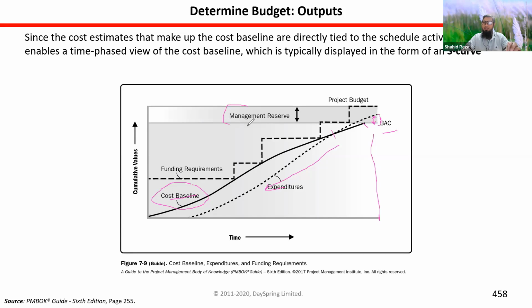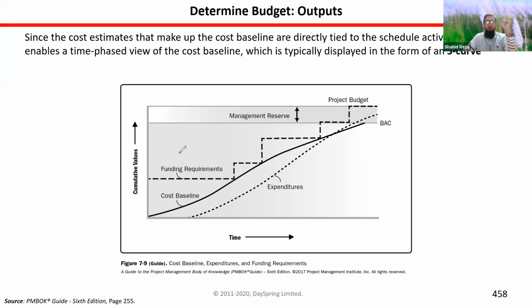That's where the management reserve will come into play. Because you have already expended all the money that is given to you as a project manager. So that extra money, for some reason, may be spent. Where is that extra money coming from? The management reserve. So are you understanding the management reserve and cost baseline difference? This figure is also showing that.